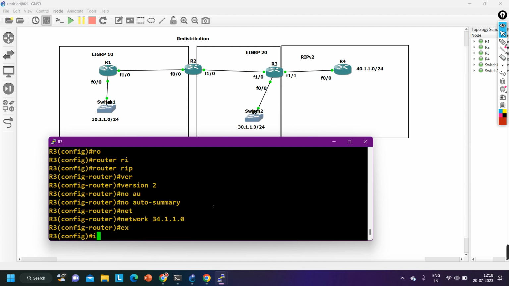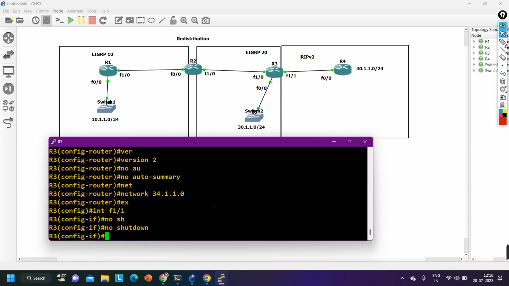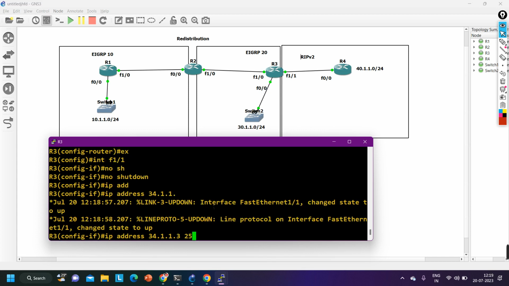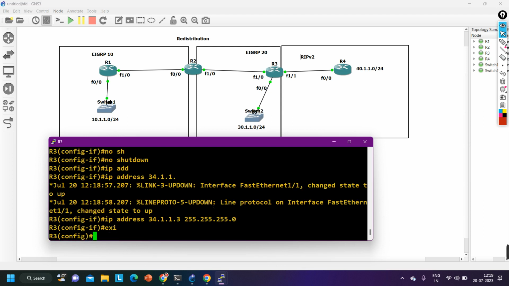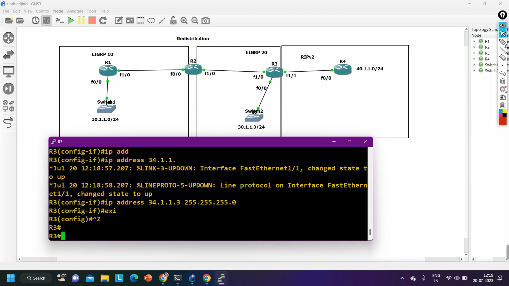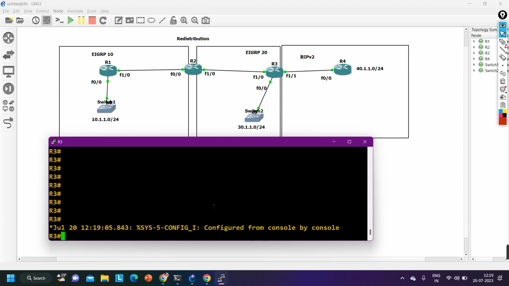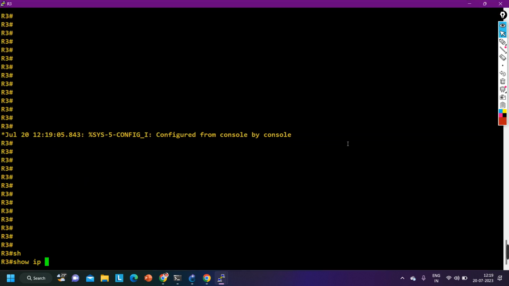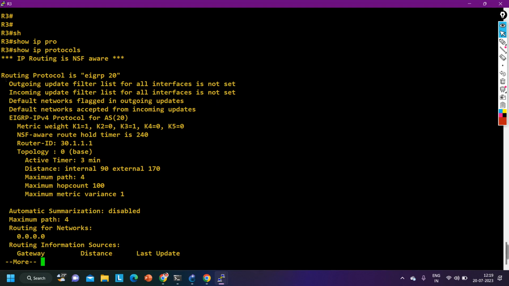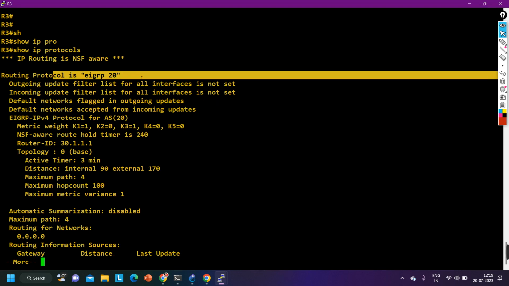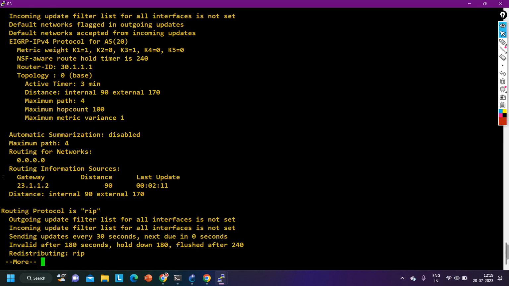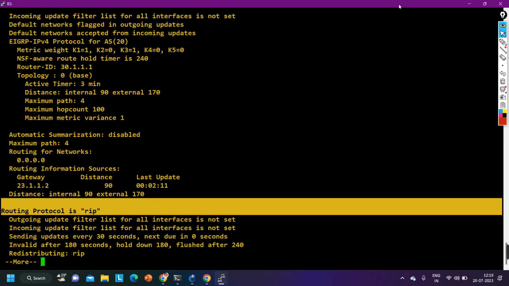34.1.1.0, and I am going to configure the IP as well. On F1/1, no shut, and IP address 34.1.1.3 255.255.255.0. Done. On R3 configuration is done. Here on R3 I am running two routing protocols. Yes or no? How can we verify? By running the command show IP protocol. See, I am running EIGRP AS number 20, and I am running the RIP routing protocol also. Routing protocol is RIP. Done.